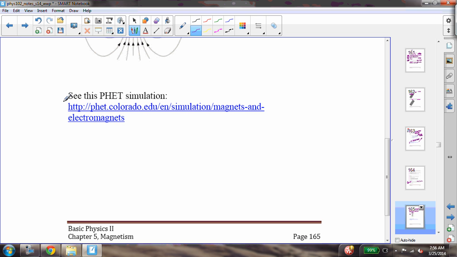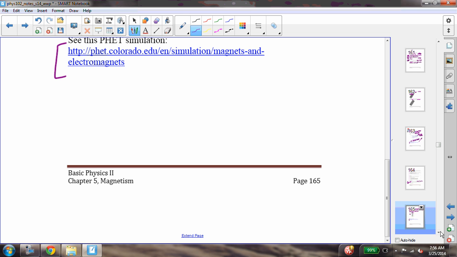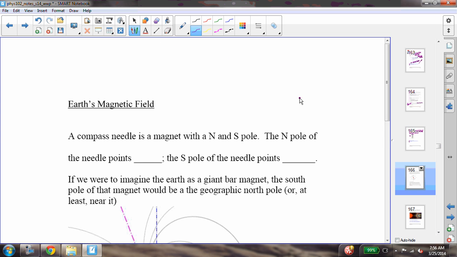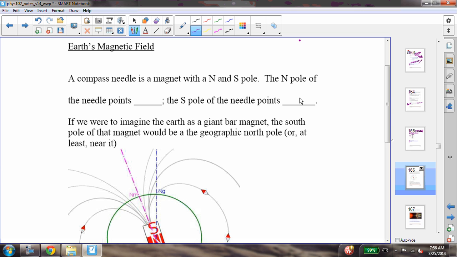There's a nice PhET simulation here. I think that y'all might have actually dealt with this in the lab, if I'm not mistaken. But there's a nice PhET simulation where you can play around with the magnetic fields. Now, the Earth's magnetic field is due to charged particles moving within the Earth. Well, I'll show you a video about that in just a moment.